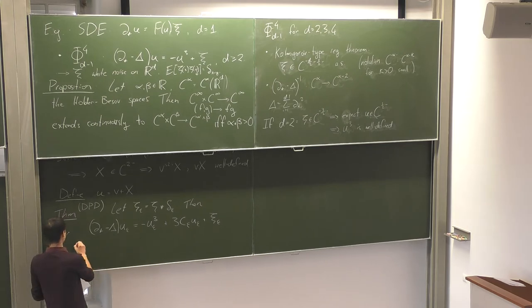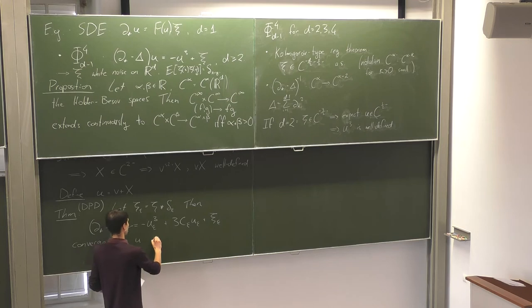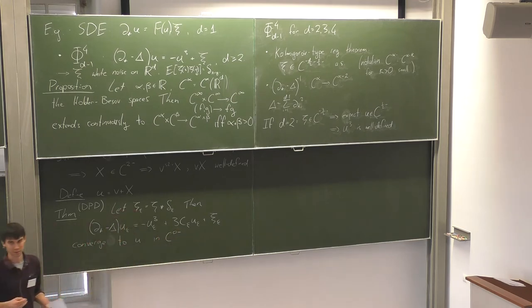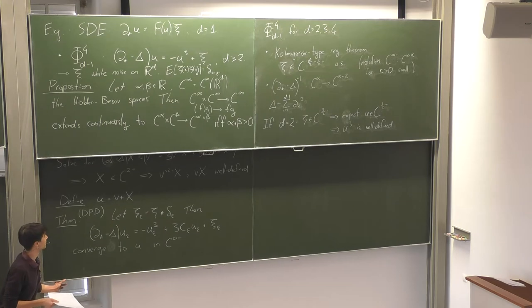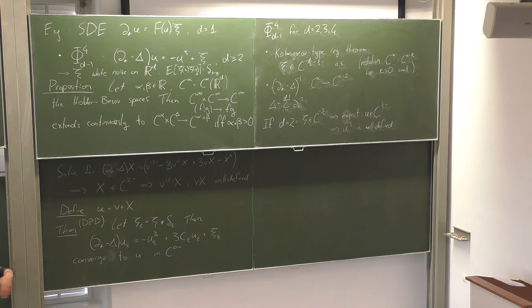These guys converge to U in, say, C0 minus and in probability. As I said, I won't be too careful with probabilistic and analytic aspects. Of course, to make this statement precise, we need to say what kind of boundary conditions are allowed.